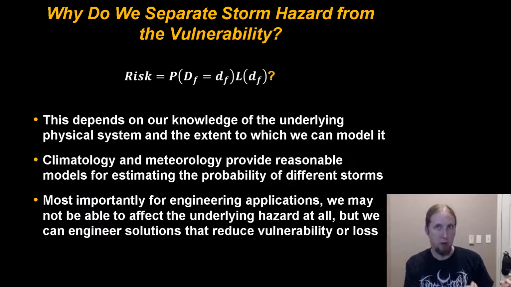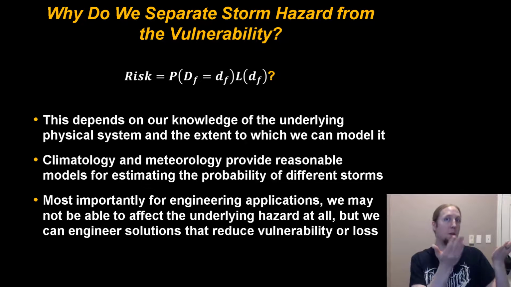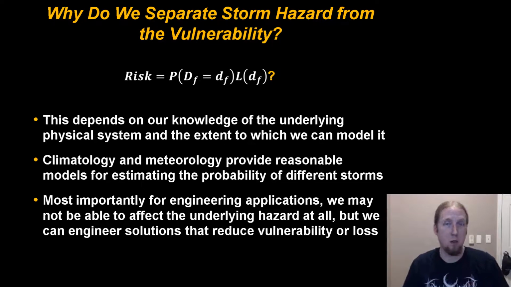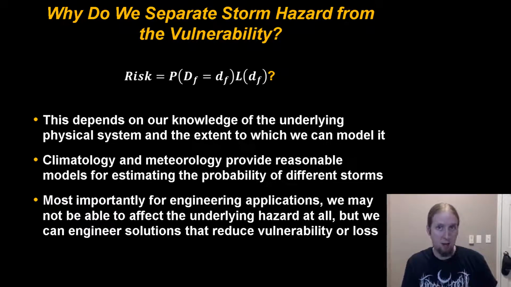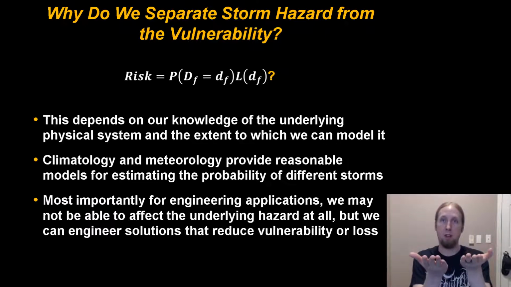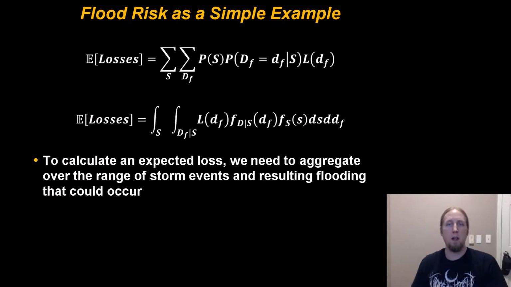So there's not a lot that we can do about the underlying hazard in this case, whereas we can build a levee or a flood wall or elevate someone's house so that it's not going to receive flooding in its area if there's a flood wall in front of it, or it wouldn't take as much damage if it's elevated off the ground.